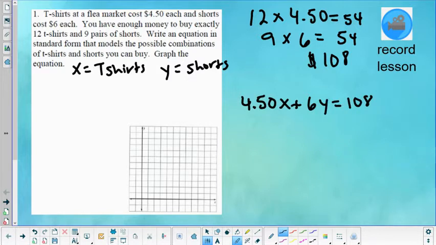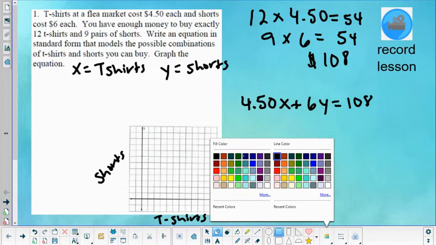Okay, so now when it comes to graphing this, I know this isn't the greatest graph, but we know we're going to have t-shirts down here on our x-axis. We're going to have shorts here on our y-axis. We're not sure exactly what our scale should be. So let's figure out our intercepts and then we can figure out what the scale is going to be counted by.